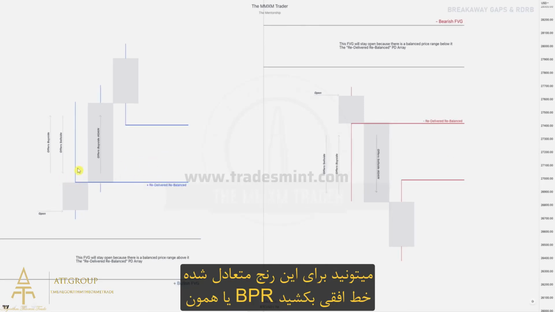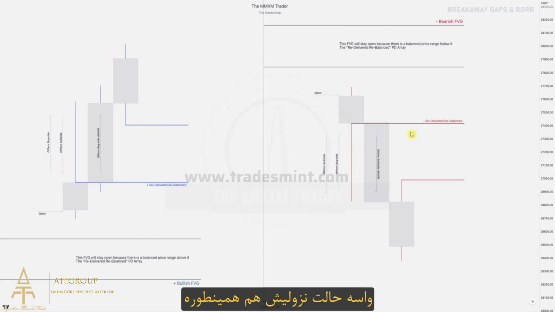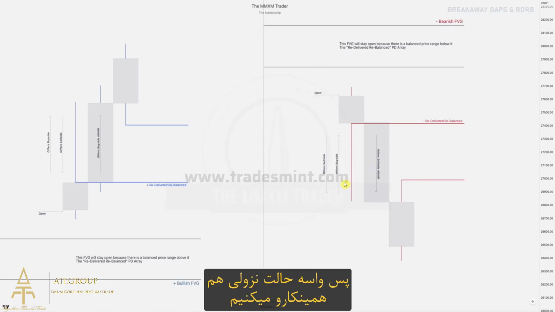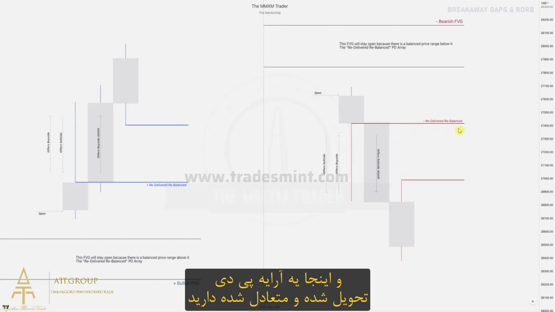You can draw out lines in this balanced price range, this BPR for short. And then this looks like a fair value gap, but we know this is a BPR and it is highly likely price can reject from this area. Same with the sell side: take a line from the opening again. Same with the sell side: take a line from the closing price of this candle and then the wick of the last candle, and then you've got this redelivered rebalanced PD array.